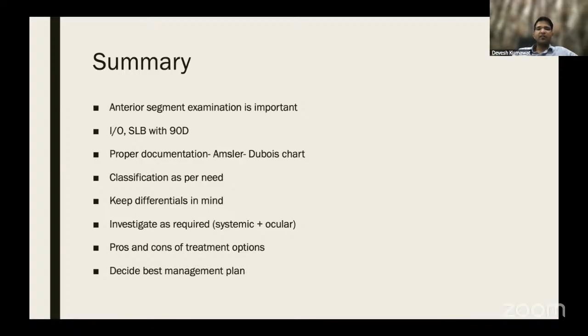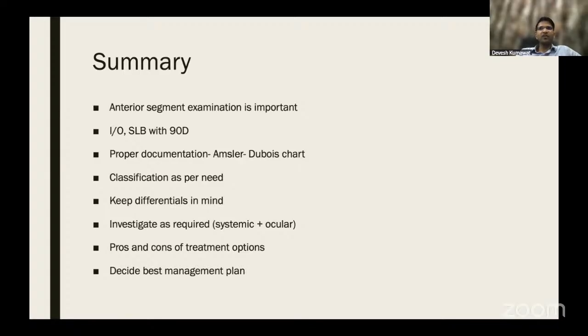Classify the disease as per the need. Whether it is diabetic retinopathy, classify as per the classification systems. Classify the DME if it is present. Keep differentials in mind. If the history is not clear, and you have a proliferative retinopathy case, then keep differentials of retinal vein occlusion, vasculitis, and hemoglobinopathies as well. Investigate the patient as required.